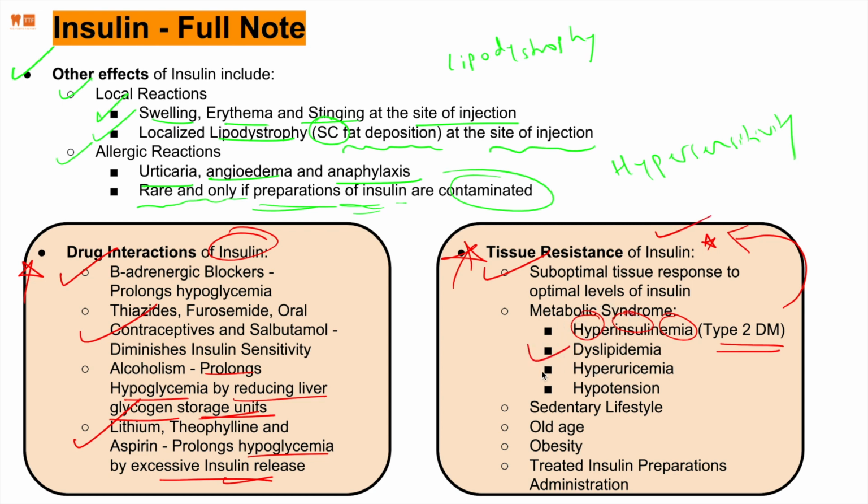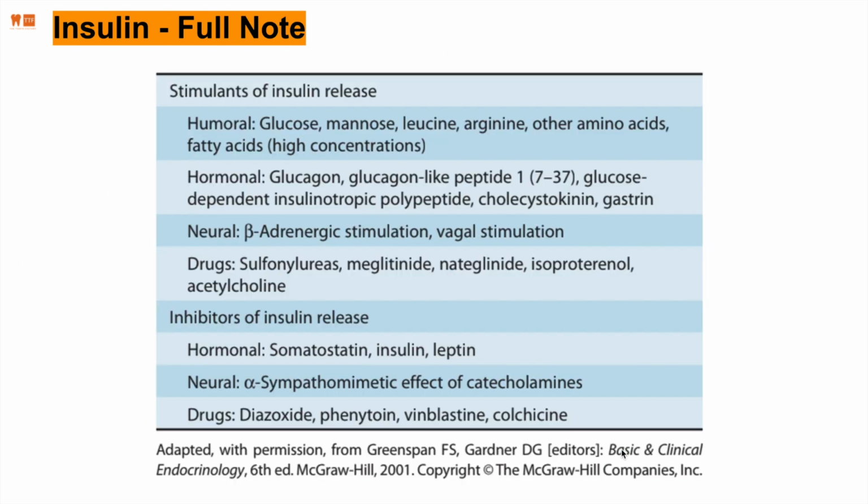Then there is dyslipidemia, hyperuricemia, and hypotension can also be seen. Sedentary lifestyle, old age, obesity. These are very common features seen that can cause tissue resistance of insulin. Treated by insulin preparation administration. So the only way to treat these cases, insulin preparations. So we'll talk about all the drugs that can be offered in that case.